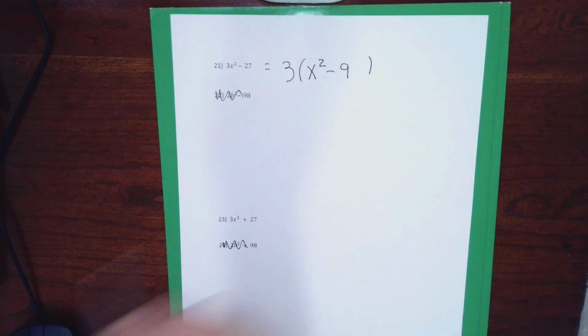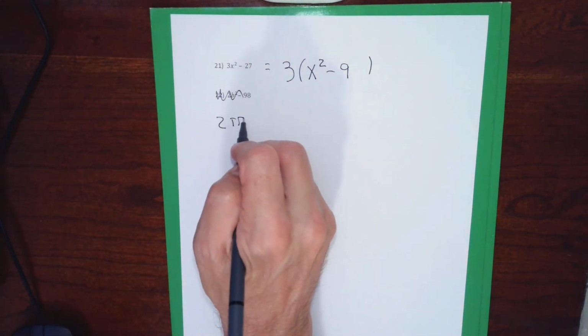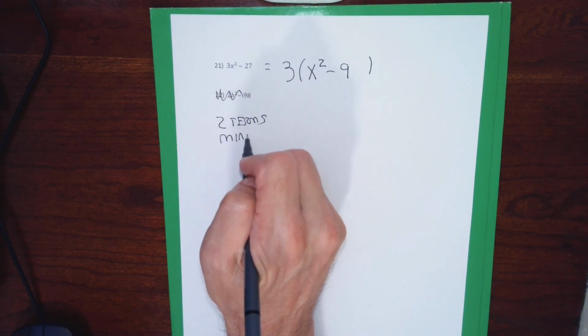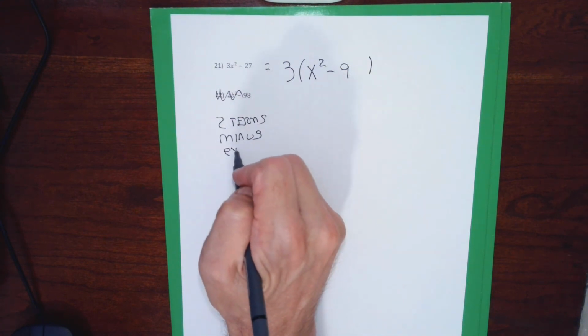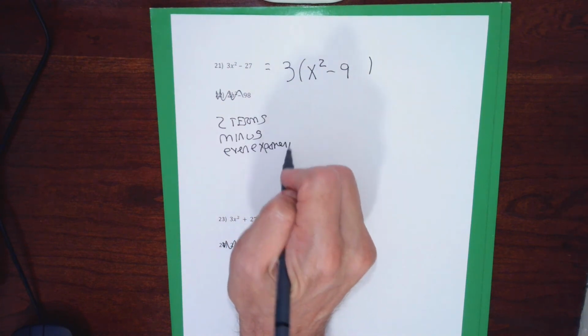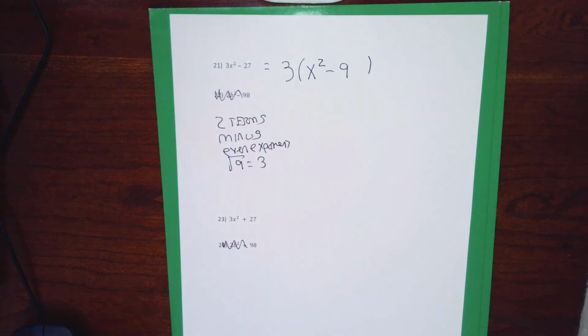X squared minus 9 is a difference of squares: 2 terms, minus between, even exponent, and 9 is a perfect square because its square root is 3.